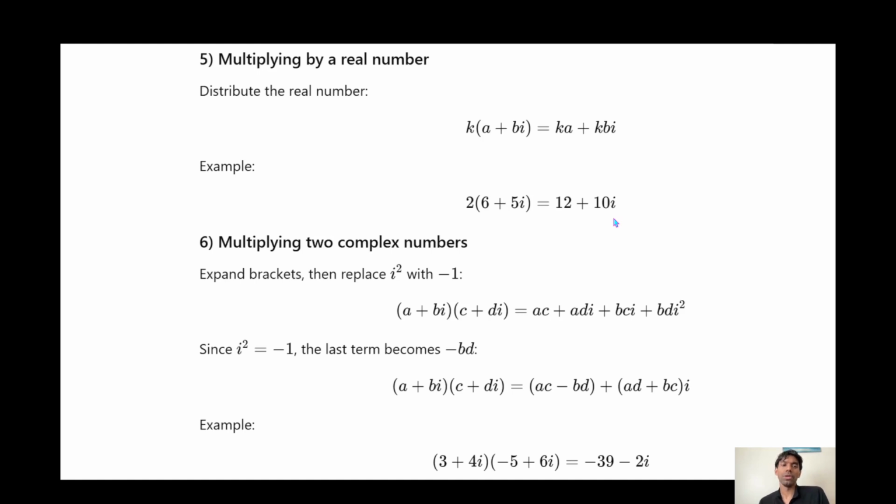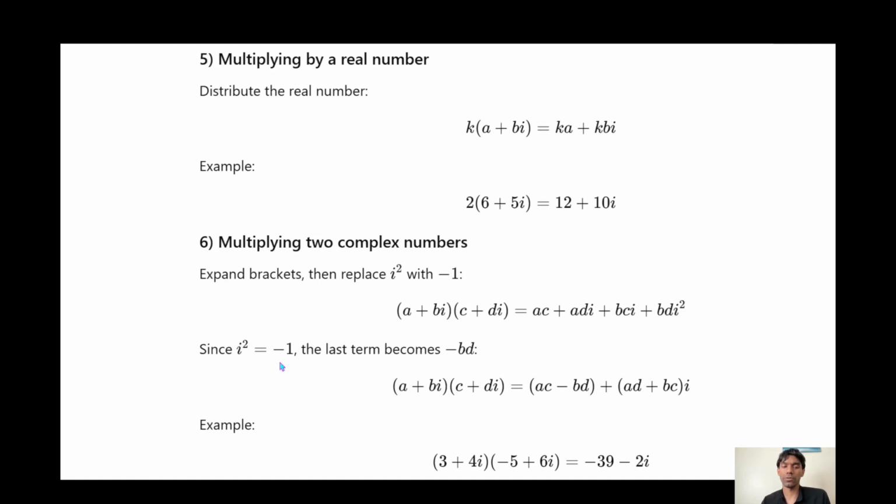Now what we want to do is multiply two complex numbers. First of all, we expand the brackets. Then we replace the i squared with a minus 1. What that implies is if we have a plus bi, and then we multiply that with c plus di, so this is one complex number and this is another complex number, we are left with a multiplied by c plus a multiplied by di plus b multiplied by ci plus b multiplied by d multiplied by i squared.